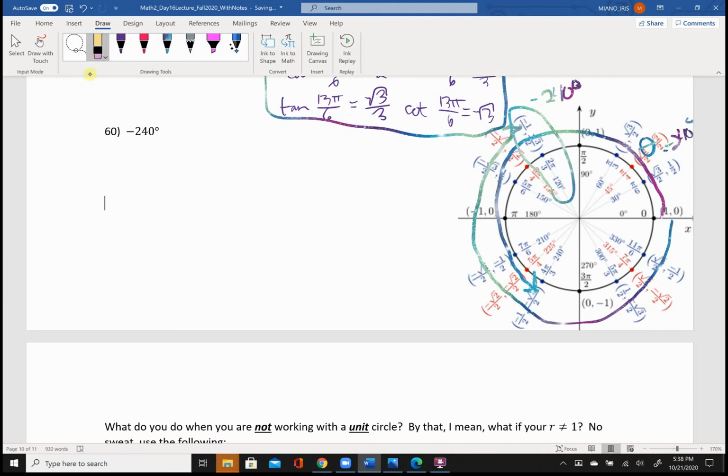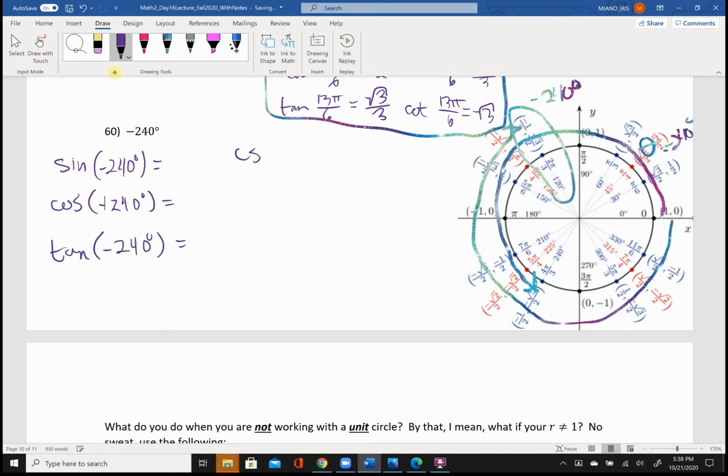Let's erase this. Sine of negative 240 degrees, cosine, negative 240, tangent negative 240, cosecant negative 240, secant negative 240, and cotangent. I assigned all of my 6 trigonometric functions in this relative position to one another because I feel like it's most helpful to do them quickly.